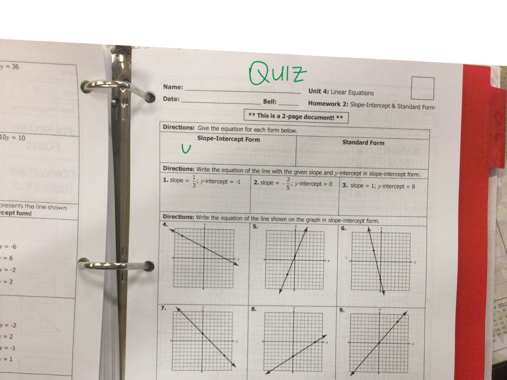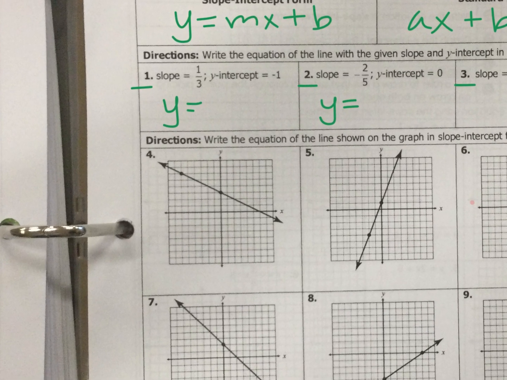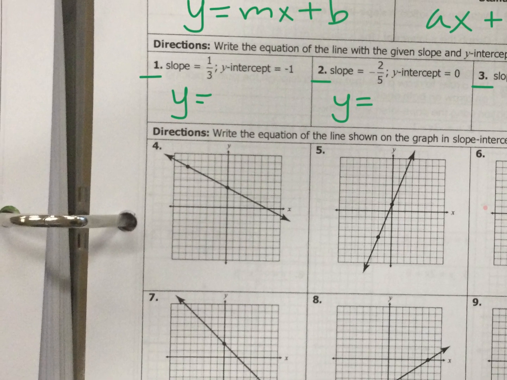So slope-intercept form, we know that that's y equals mx plus b. Standard form is ax plus by equals c. For numbers 1, 2, and 3, all you do is take your slope and your y-intercept and turn it into y equals mx plus b. For number 4, 5, 6, 7, 8, and 9, you look at the graph. You do your rise and your run, and you'll get a slope.